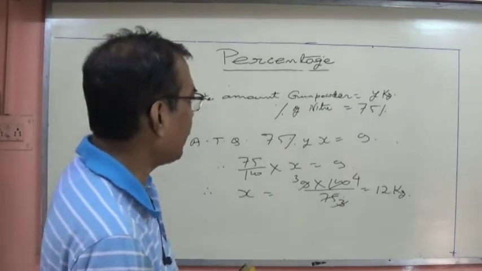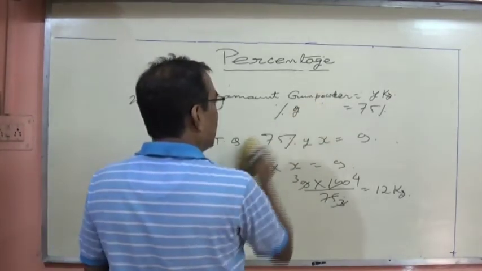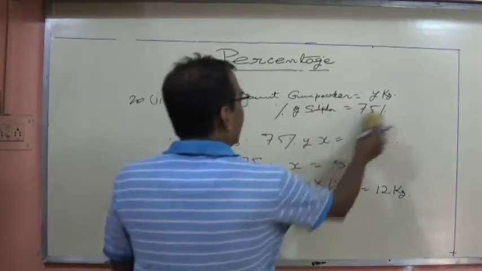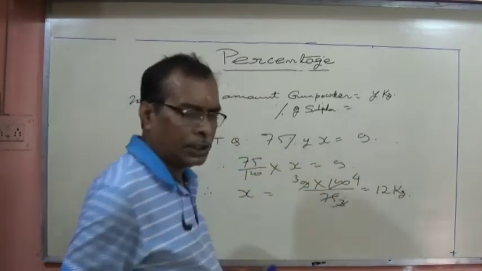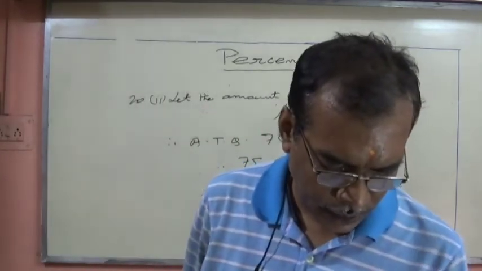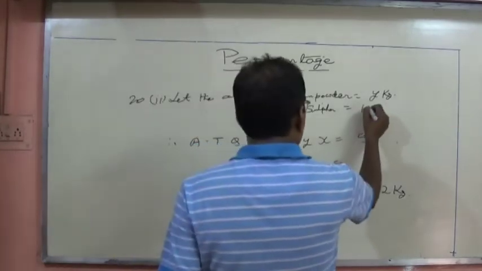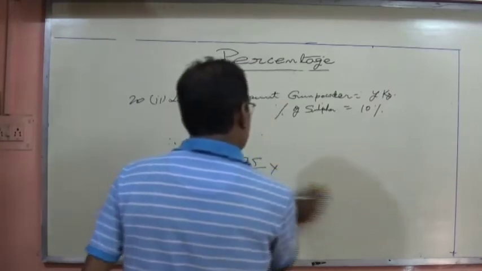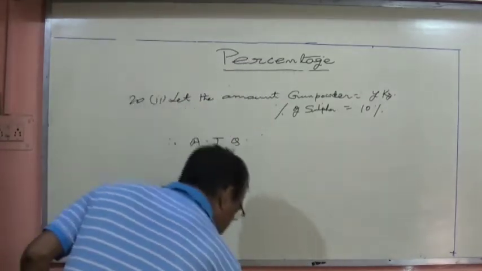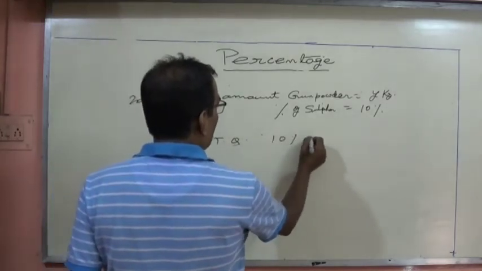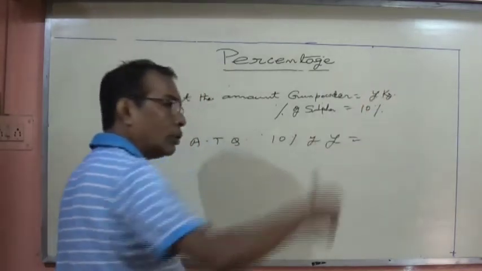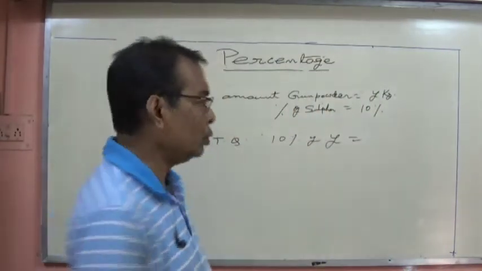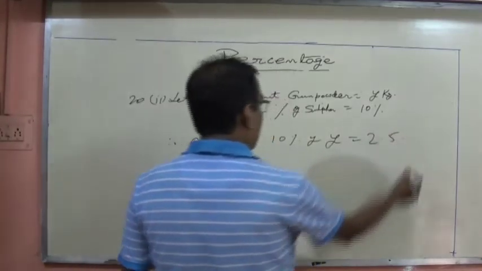And the percentage of sulfur is given as 10%. So according to the question, 10% of Y is equal to the amount of sulfur, and the amount of sulfur is given as 2.5 kg. Now take the calculations.